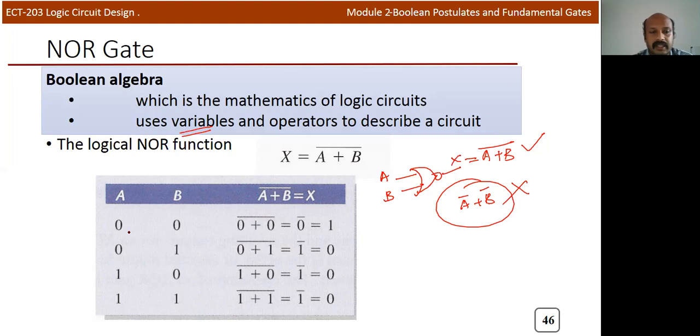And here you can see 0 0. First perform the OR operation: 0 or 0, you will get 0, then find the complement. It will be 1. And here you can see 1 1. First perform the OR operation, then take the complement, you will get 0. So this is an OR function.